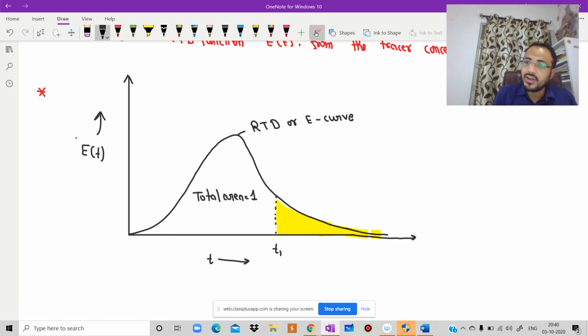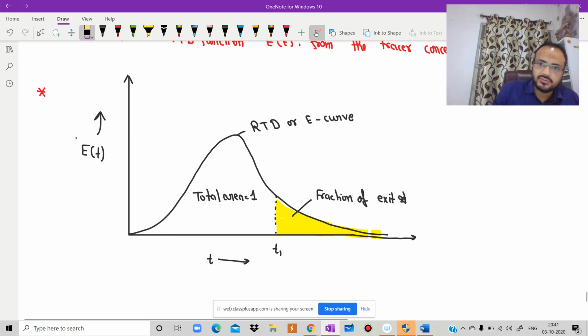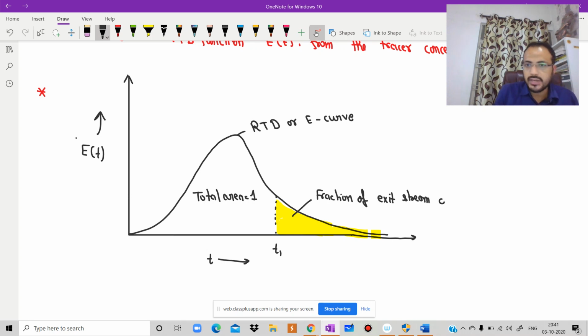It means they have already spent time t1 in the reactor. It means we can say their age is t1, because they have already spent time t1 in the reactor. So we can say the fraction of exit stream that is older than t1.